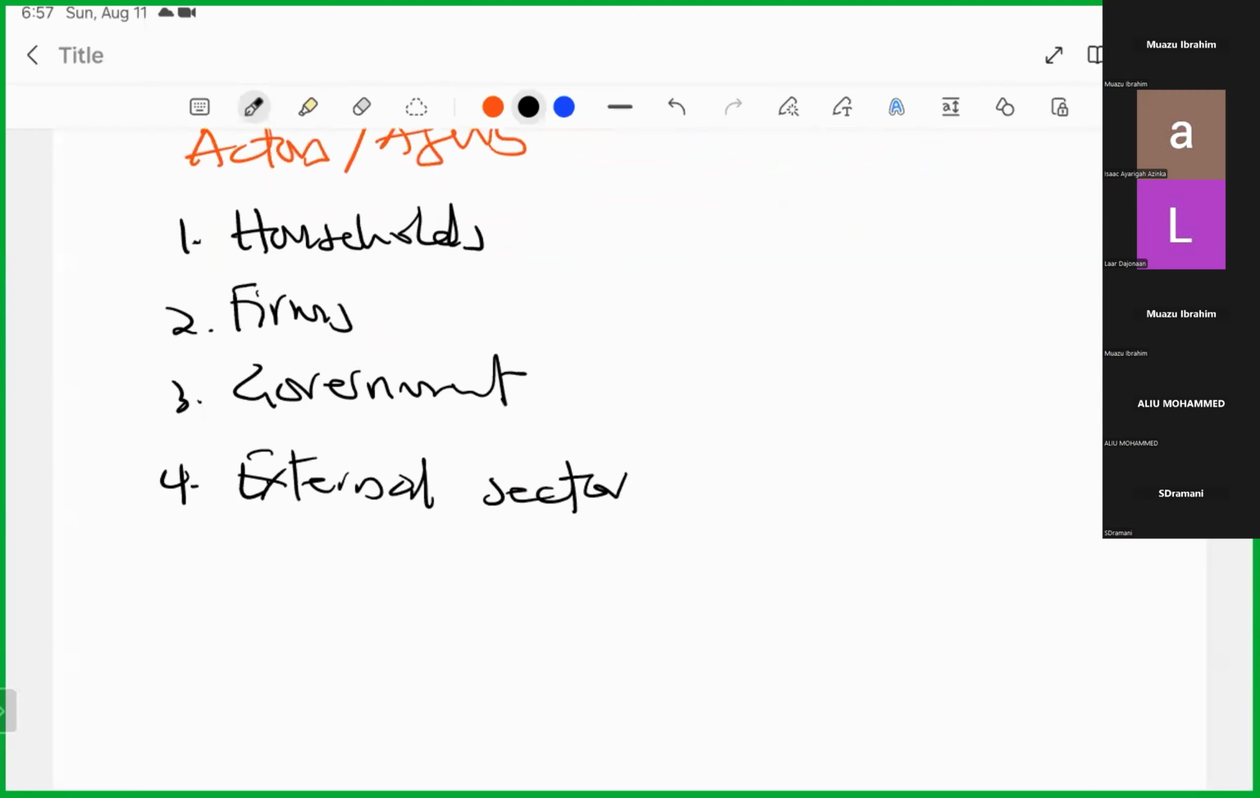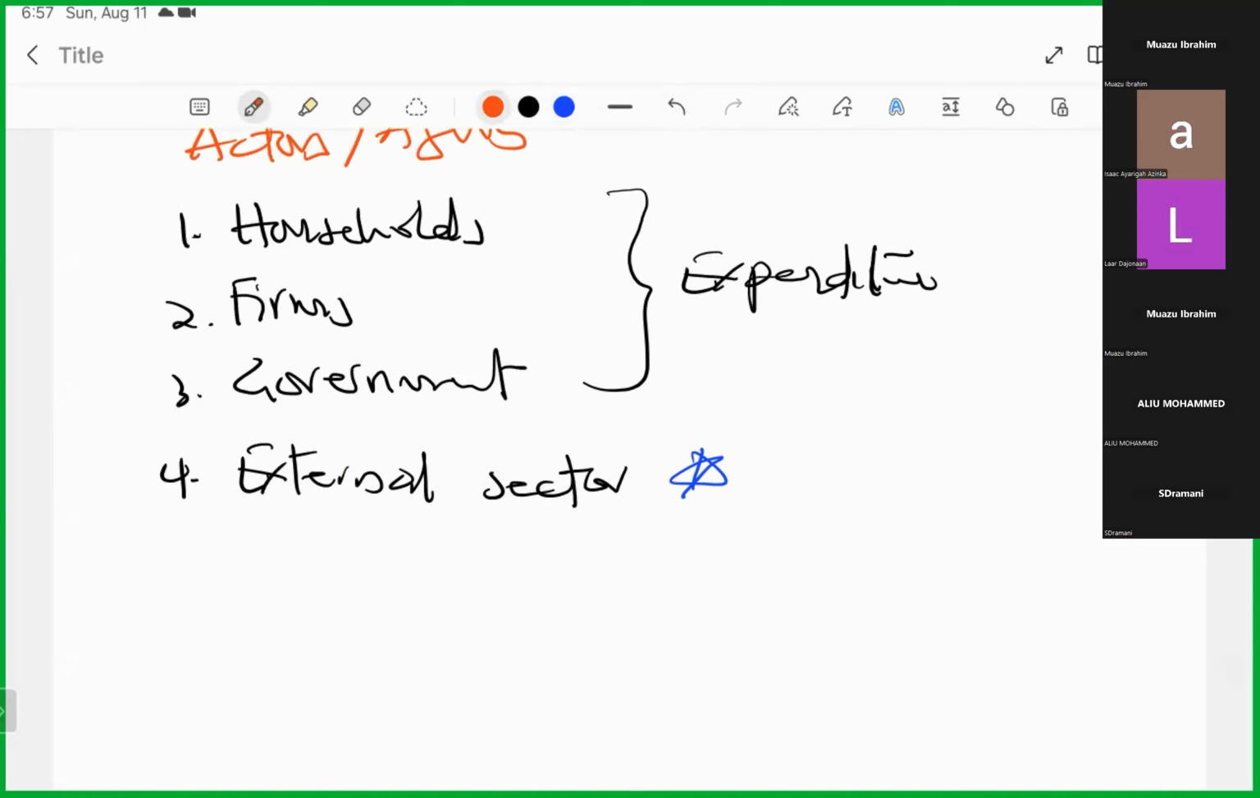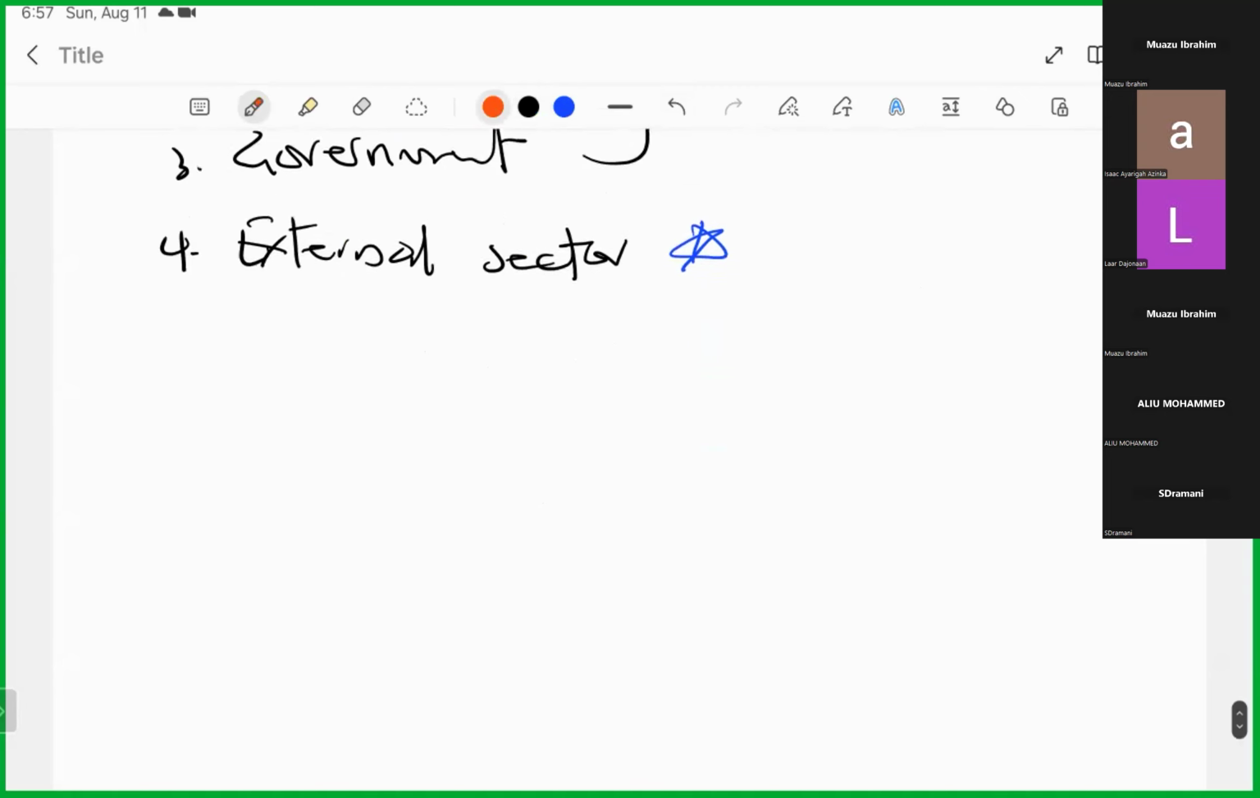So for the expenditure approach, we are looking at the expenditure incurred by these actors. The expenditure incurred by them will all be summed up to get what is called the GDP. And then at the tail end of it, we can also have the external sector. Later, we will talk about this particular one.